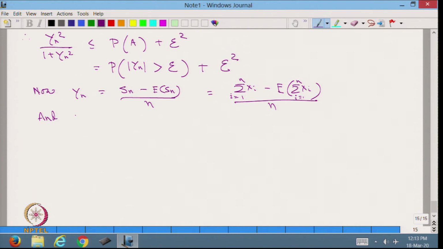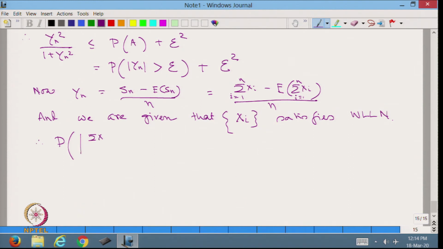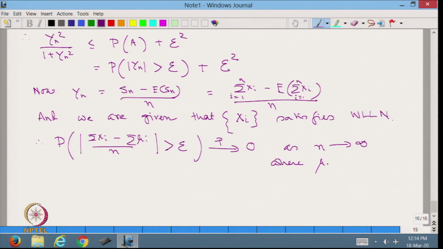And we are given that x i satisfies the weak law of large numbers. Therefore, the probability that modulus of sigma x i minus sigma mu y, divided by n, is greater than epsilon converges in probability to 0 as n goes to infinity, where mu y is equal to the expected value of x i.